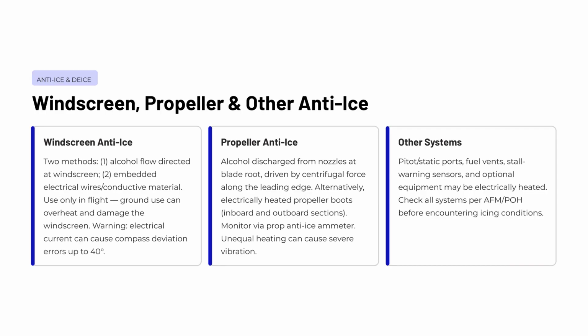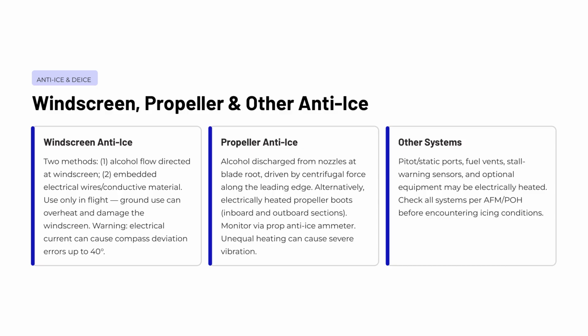When it comes to windscreen anti-ice, there are 2 common methods. The first uses alcohol directed onto the windscreen surface, and the second uses embedded electrical wires or conductive material to prevent ice formation. An important operational note here: these systems should only be activated in flight. Using them on the ground can cause the windscreen to overheat and sustain damage. If your aircraft uses electrically heated windscreen anti-ice, be aware that the electrical current can introduce compass deviation errors of up to 40 degrees, so always cross-check your heading with other navigation references.